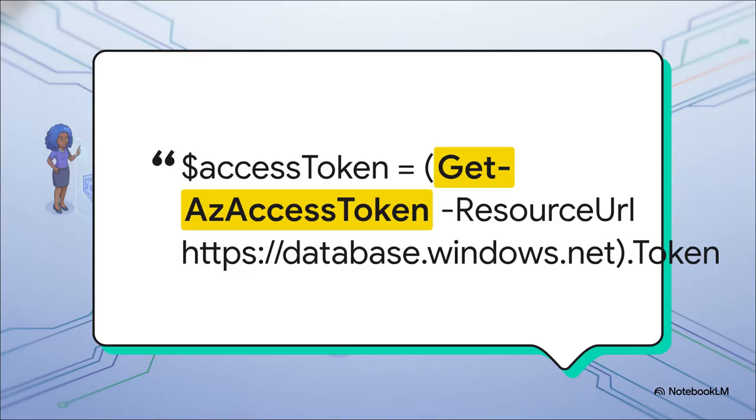Let's look at the first bit of code. This one line here, Get-AzAccessToken, is where the pipeline proves its own identity. It's essentially saying, hey Azure, it's me. I'm a trusted service principal, and I need a token that gives me permission to talk to database.windows.net. Azure checks its credentials, and if everything looks good, it hands back a short-lived token. This token is our password replacement.